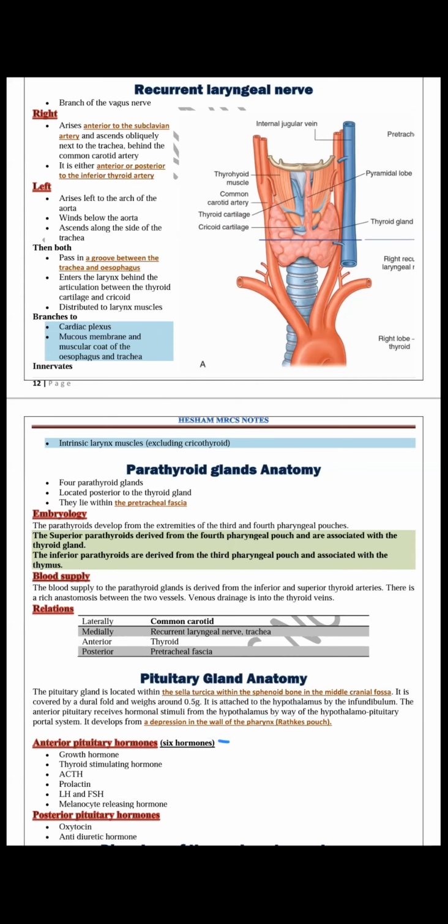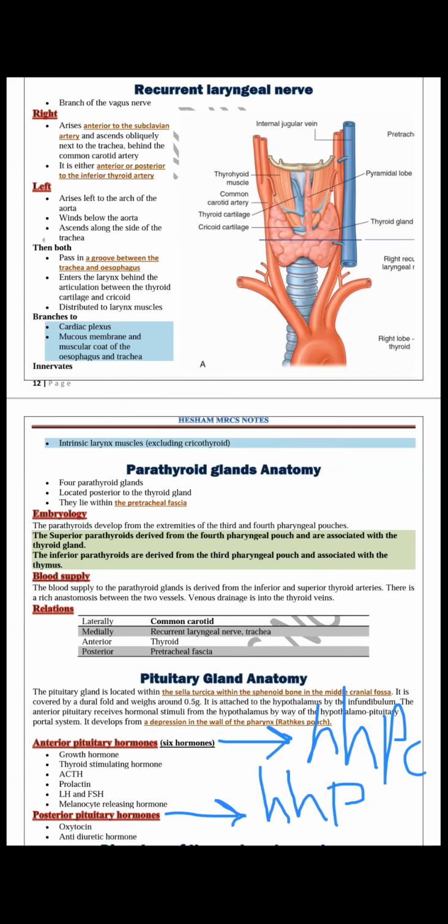Anterior pituitary is related to the hypothalamus by hypophyseal portal circulation, while posterior pituitary is related by the hypophyseal pituitary stalk. This is the neurological. So this is circulation, portal circulation.